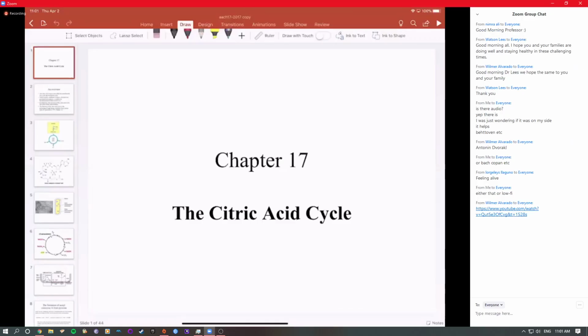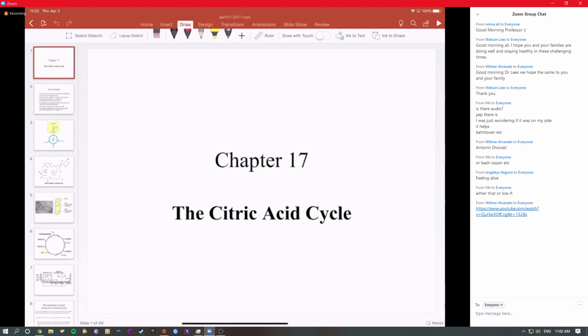In chapter 16, we took a look at how glucose went to pyruvate and also how pyruvate went back to glucose. And again, these were things that took place during anaerobic conditions. What we're going to look at now is what takes place during aerobic metabolism, meaning in the presence of oxygen. And so during aerobic metabolism, pyruvate is converted to CO2 and water.